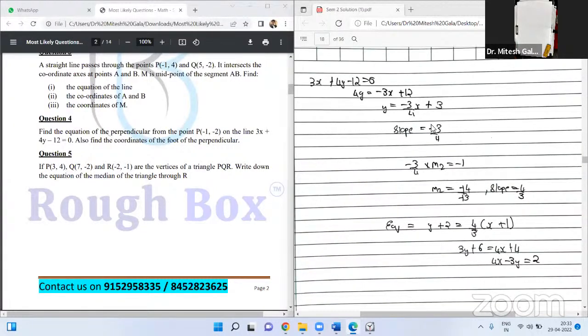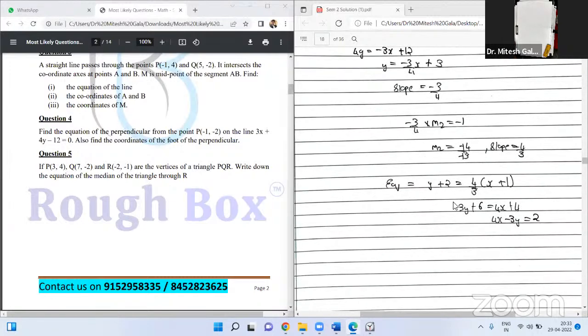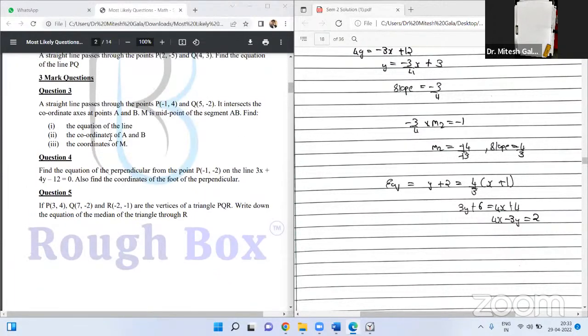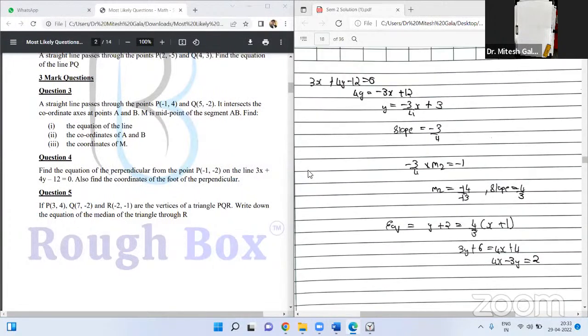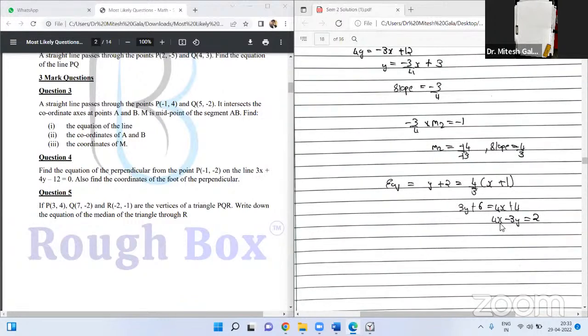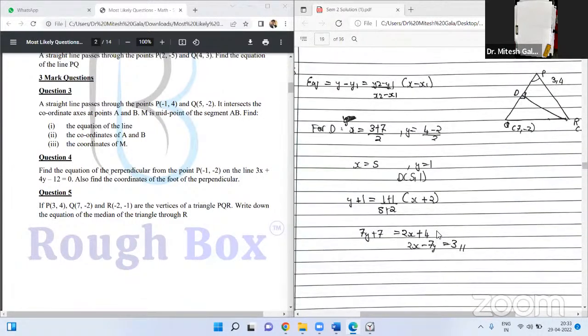Did you understand the flow? First the slope, then the perpendicular slope, and after that y minus y1. So one question where they're using everything in one question itself. Good question from an exam point of view. I expect such a sum, or maybe this one, question number 3. How can we find the coordinates of the foot of the perpendicular? To find the coordinates, take the equation 3x plus 4y minus 12 and take the other equation and apply simultaneous equations.